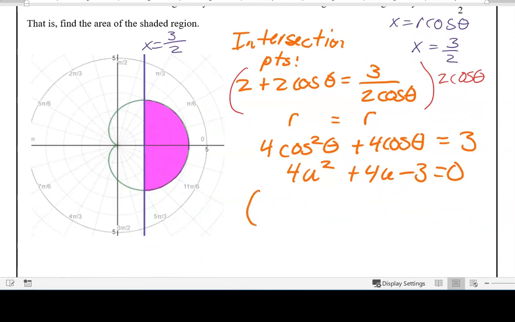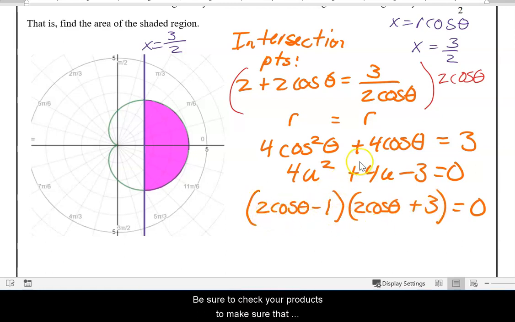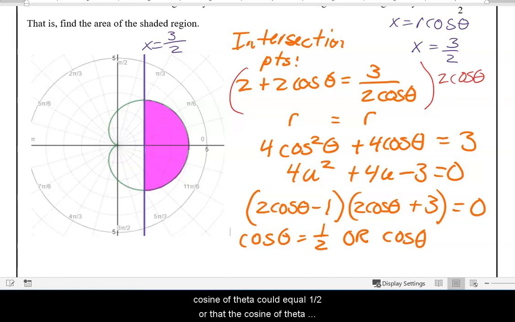This would give me the product of the following two binomial type objects. Be sure to check your products to make sure that you are getting the middle term. On the outside, I have 6 cosine of theta, and on the inside, minus 2 cosine of theta. That gives me a net of 4 cosine theta. This is the correct representation. Solving each of these separately, I have that the cosine of theta could equal 1/2, or that the cosine of theta could equal negative 3/2.